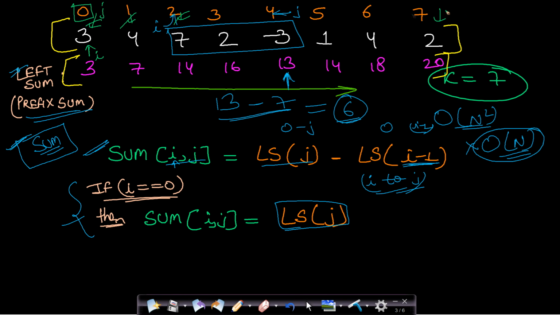Now after covering all these elements, you will increment your ith pointer to the first element, and again you will reinitialize your jth pointer to i, and again you will keep iterating till you hit the last element. So in this way you will create all possible subarrays starting from all possible positions.